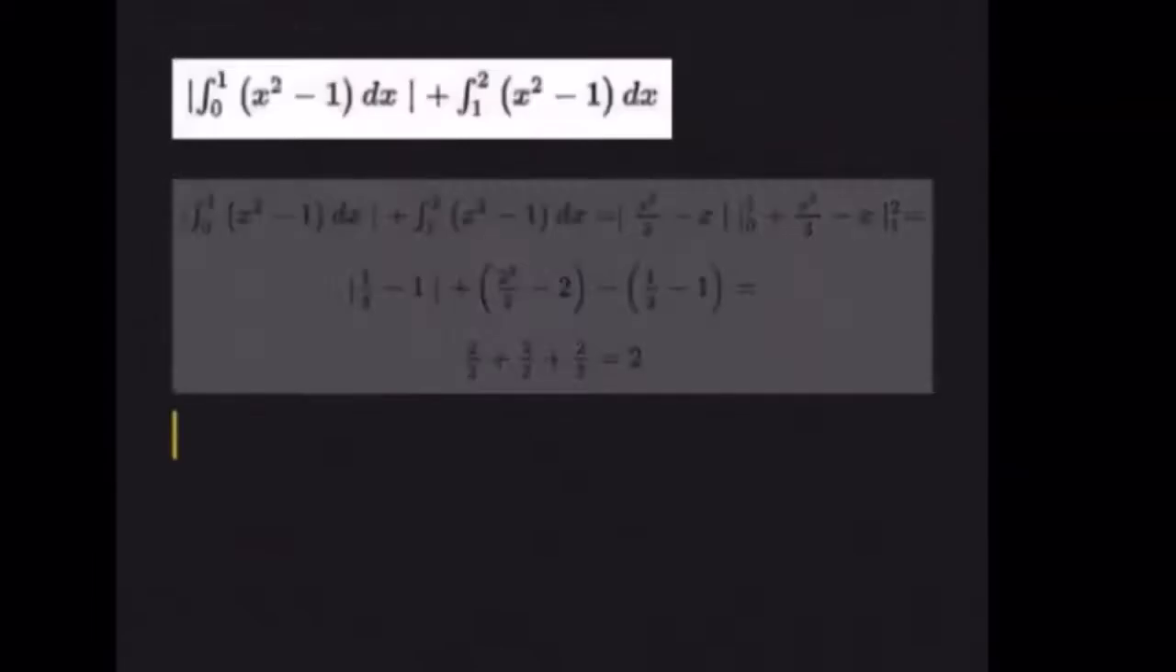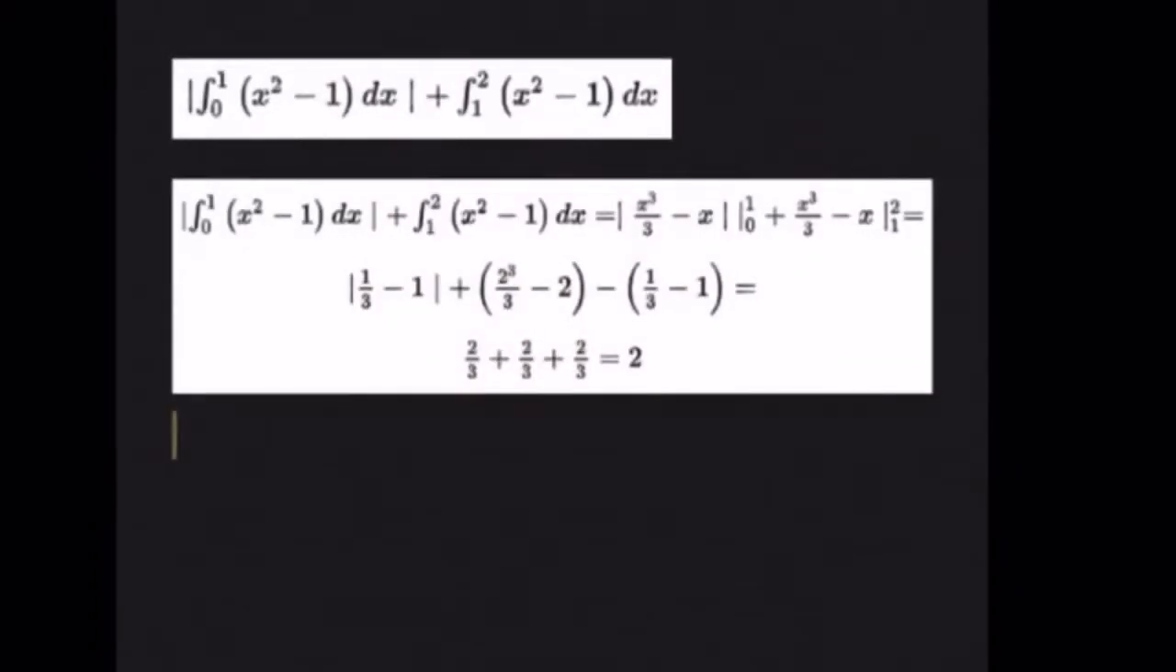Next, we must integrate, so we get x squared minus 1 is equal to x to the third over 3 minus x for both these equations. But we're going from different values. The first one's from 0 to 1, and the second's from 1 to 2. So we solve by plugging in these values. And then we get that the area is equal to 2. We must remember to use the absolute value bars so we get a positive area.